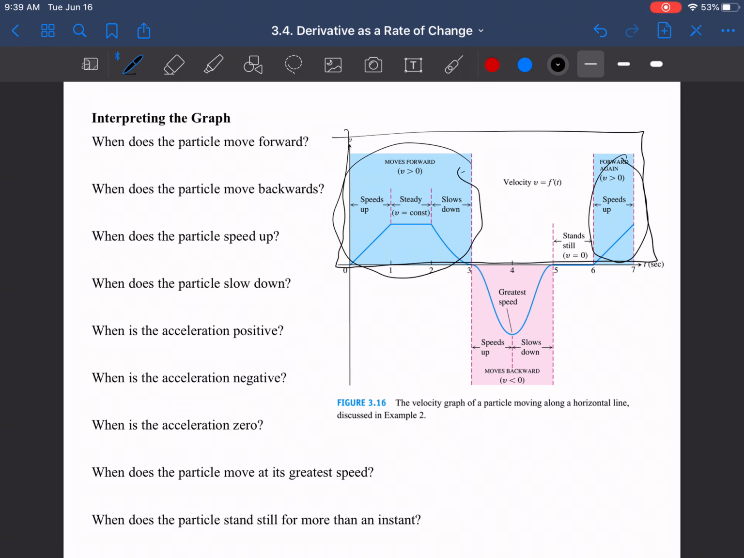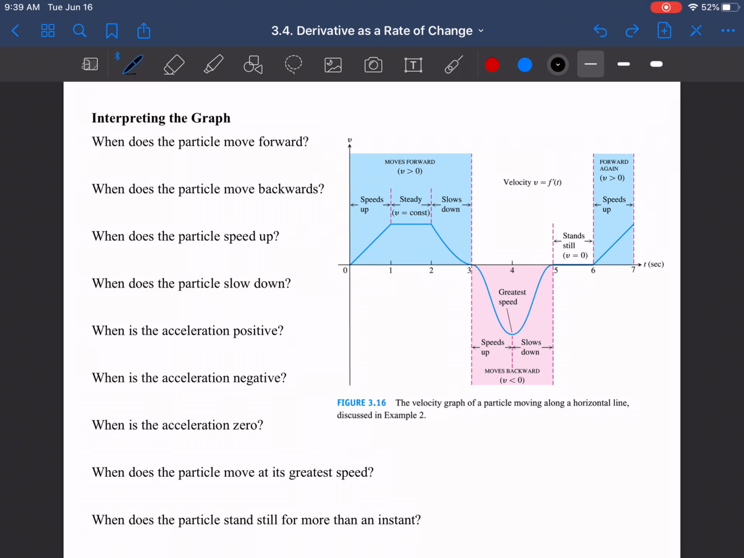Where are you moving backwards? Well, that's everywhere you have a negative speed or a negative velocity, down in the lower half of the graph. So all the answers to these are pretty much written on here for you. Like, when does the particle speed up? Well, that's when the velocity is increasing. And so that's along this line right here. The velocity is increasing. And that's also right here. The velocity is increasing.